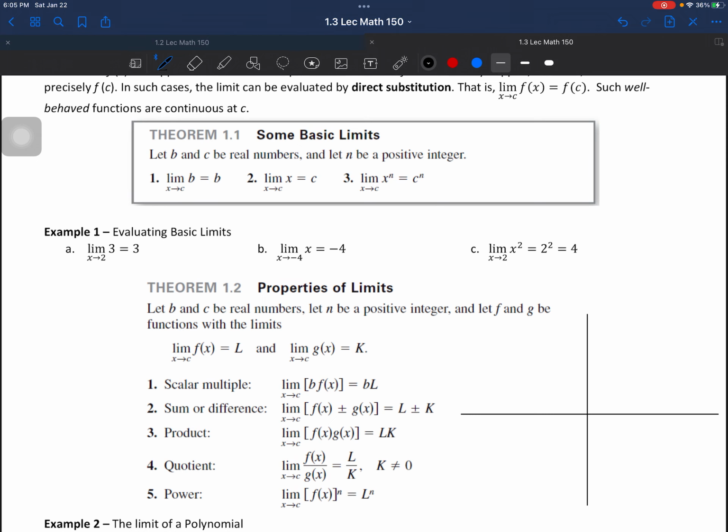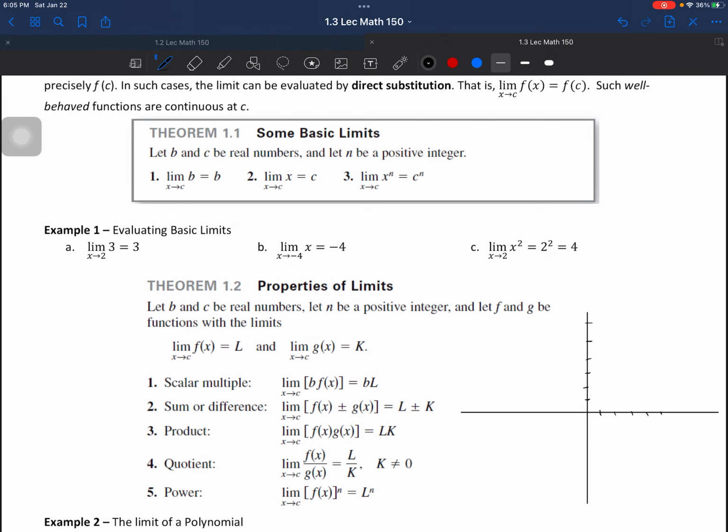All right, so if we have 1, 2, 3, 4, 5, 6 on each axis, this is the function, supposed to be f of x equals x. So f of x equals x. And if we notice here, as x approaches negative 4, the value of the function should be negative 4.